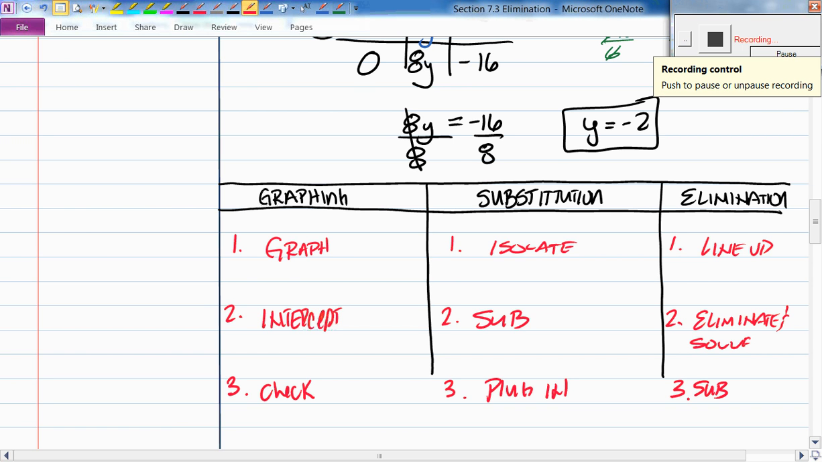So this is what we came out at the end here. For graphing, we're going to graph it, check the intercepts, and then check to see if we did it right. For substitution, we're going to isolate a variable, substitute, then plug back in. And for elimination, we're going to line up vertically, eliminate and solve, and then substitute. Nice job, you guys.